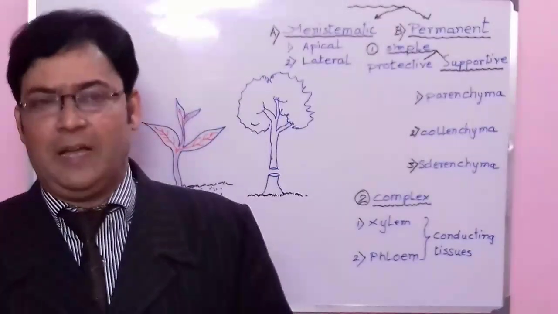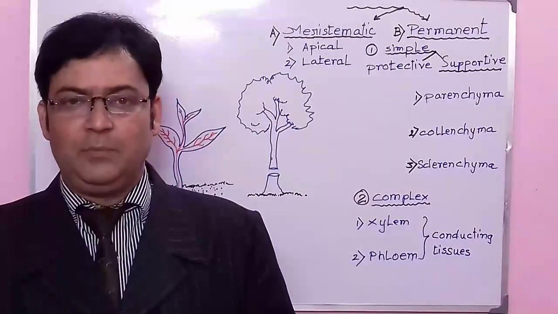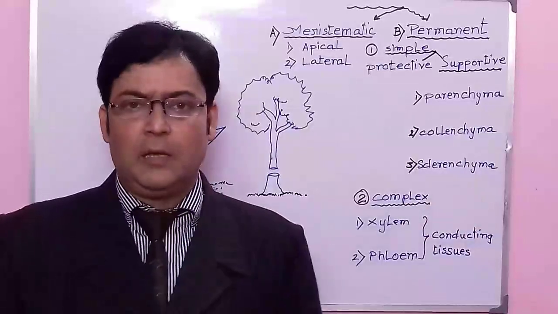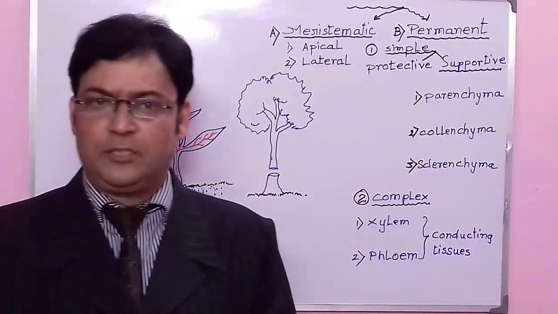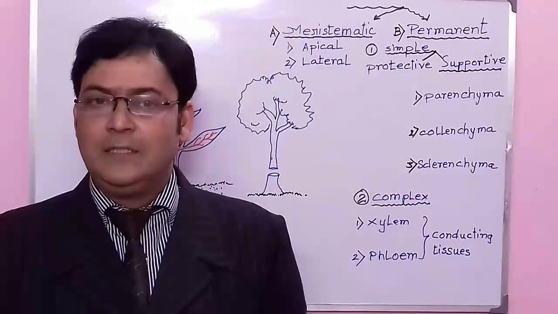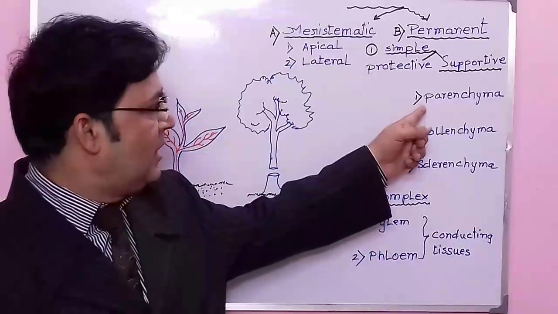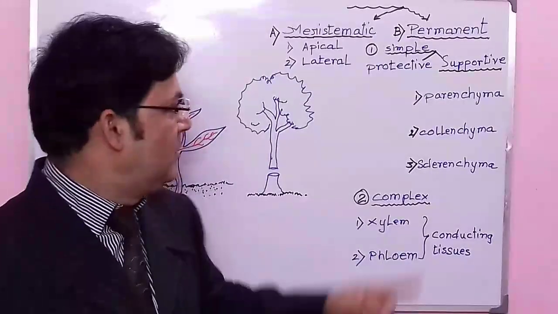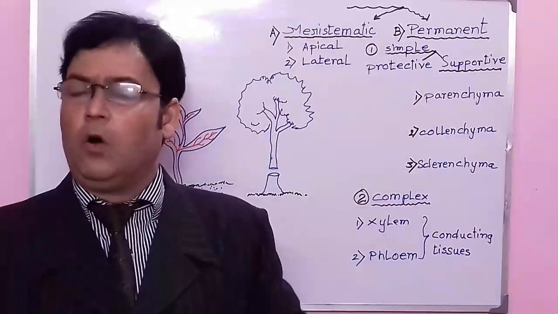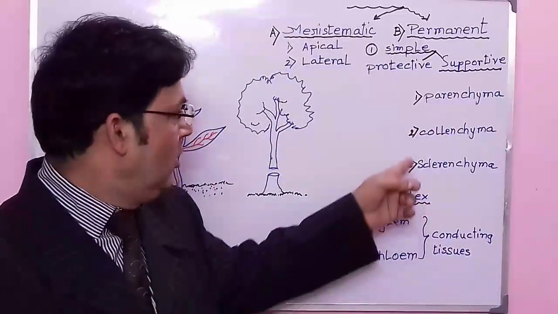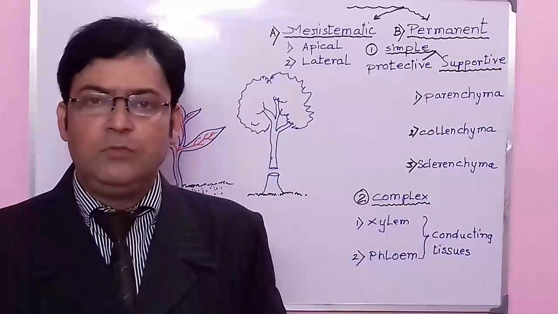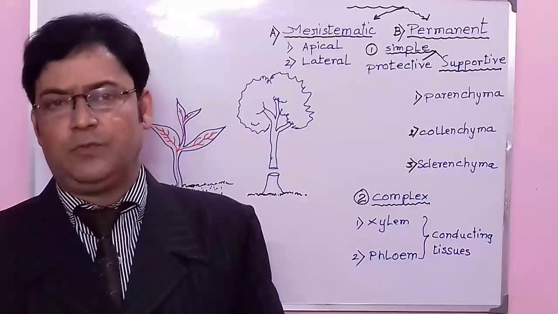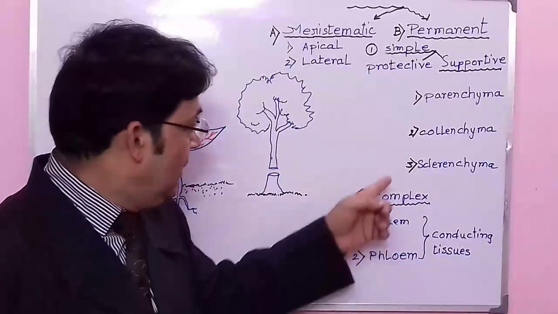Now let's understand the third type of supportive tissue, that is sclerenchyma. They are long, they are tough, they are all dead. Unlike parenchyma, they are living. Collenchyma, they are also living. Parenchyma is found in almost all parts of the plant. Collenchyma is found in the petiole regions or certain regions where it gives mechanical support.